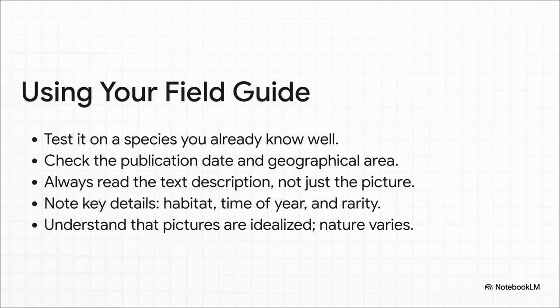It's messy, it's variable. That's exactly why the text description is your best friend. The text is where you find the real gold. It tells you the vital details, like what habitat does it live in? Is it common or is it super rare? What time of year are you even supposed to see it? Honestly, those clues are way more important than getting a perfect visual match.